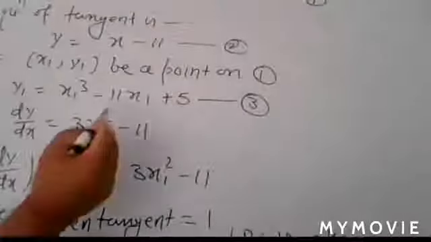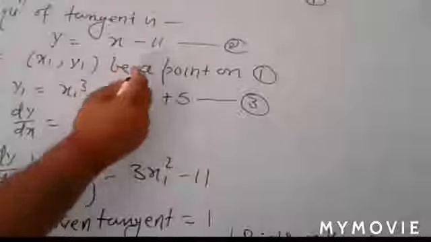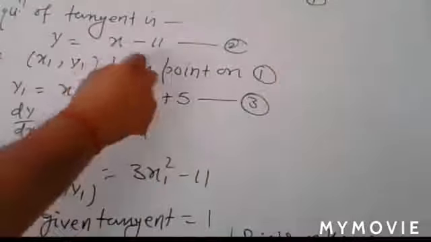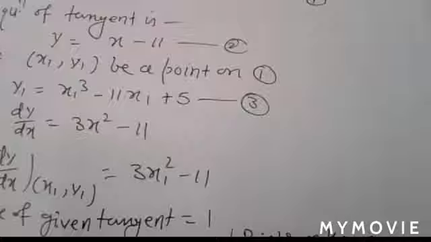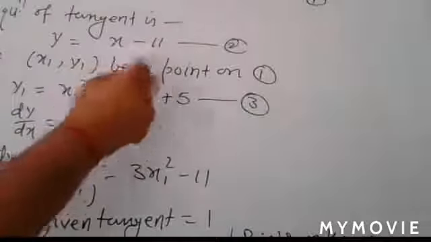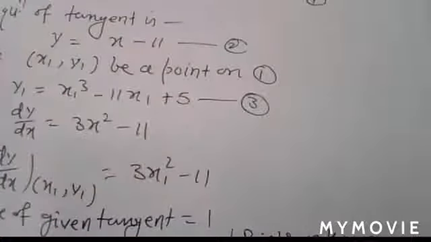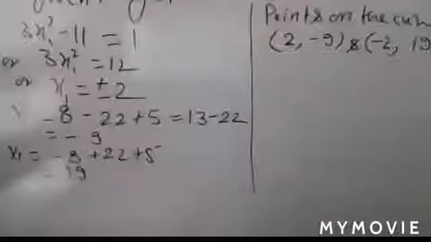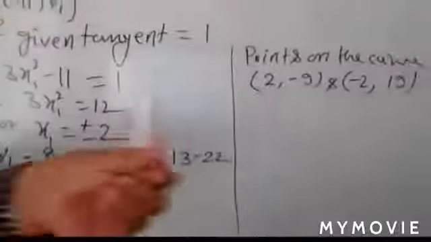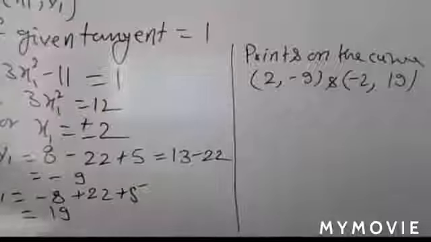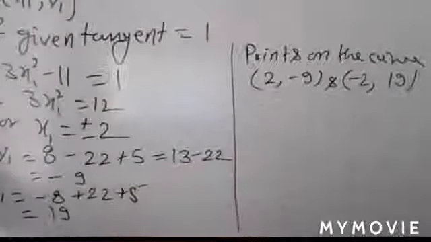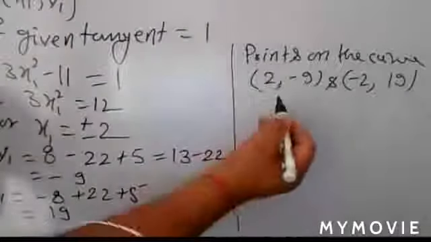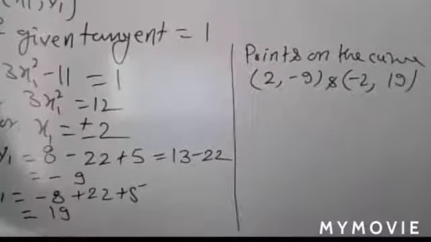If you put in the second equation 2, minus 9, it is completely satisfying it. Just see here, this is your second equation. If you put here 2, you have -9, that is satisfied. But if you put here -2, it can never be 19. So (-2, 19) is not satisfying, meaning it is not lying on the tangent. So your required point is only (2, -9). Be careful when writing the value when the equation of tangent is given.